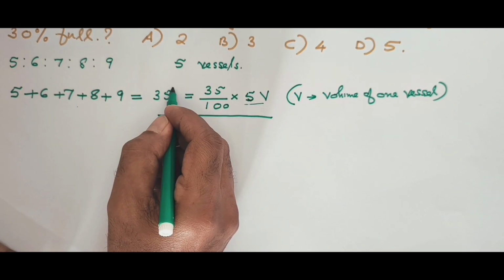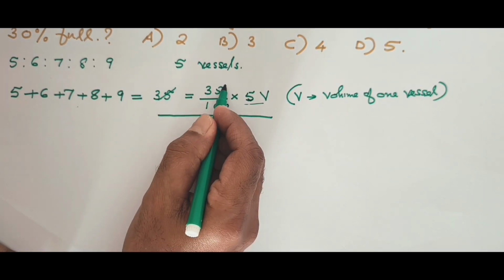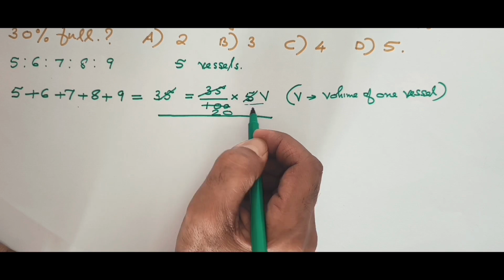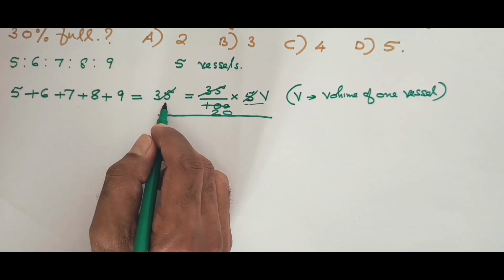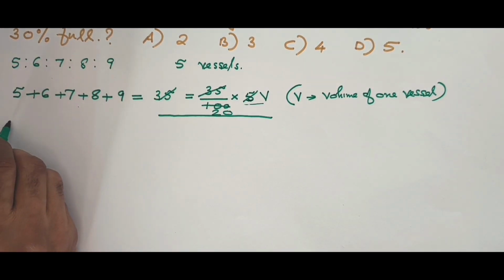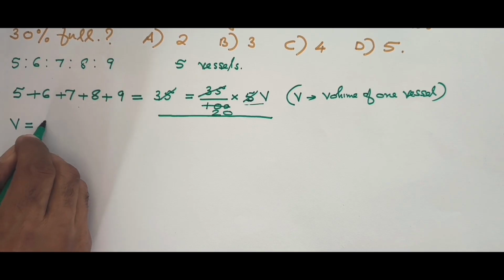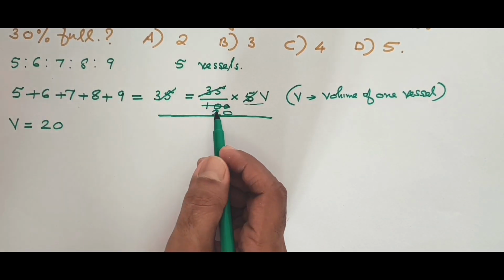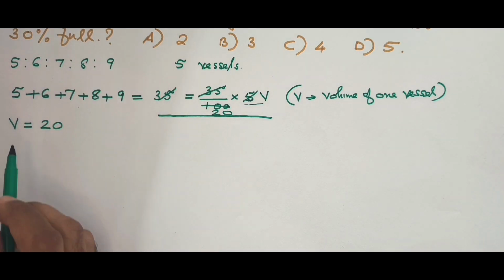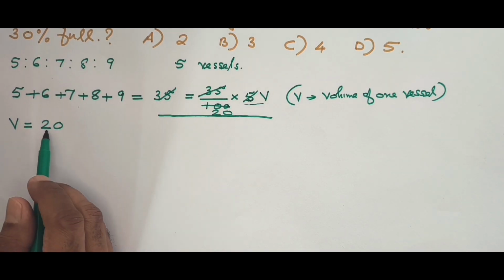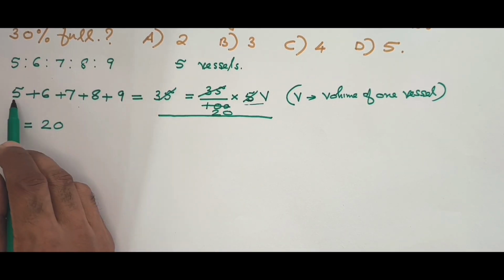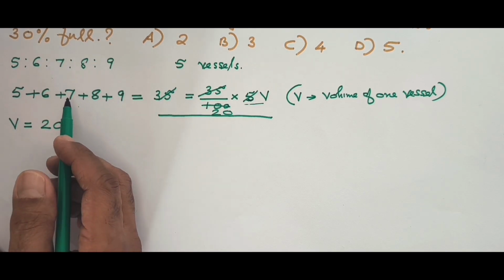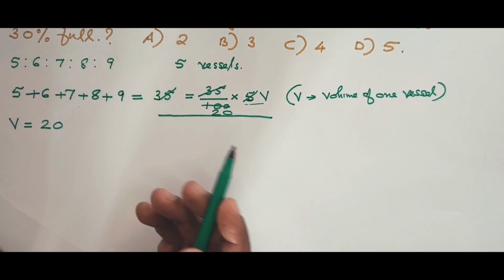You cancel these numbers, 35, 35, 5 goes 20 times. So finally you're going to take 20 to the left side. You will get V as just 20. I hope you understand this cancellation. So we found out the volume of each vessel as 20 liters on the assumption of 5, 6, 7, 8, 9 liters being the volume of water in each of these 5 vessels.